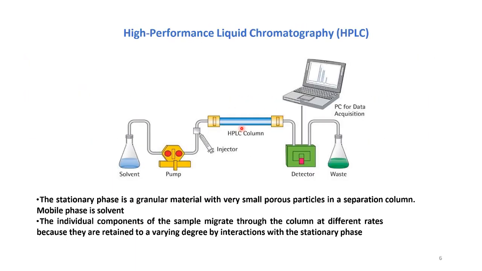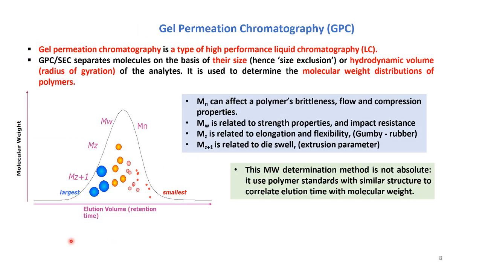So this is the column. When I inject the sample, different elements will pass at different times. That is the migration rate. The retention time means the time taken for the material to elute from the column. That is the retention time, which is shown here. And the graph is plotted likewise. And then the largest particle will fall in this region.